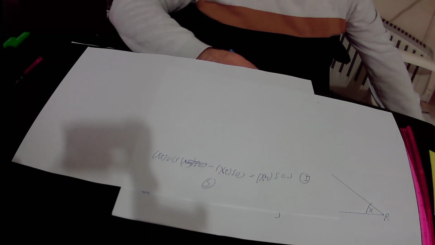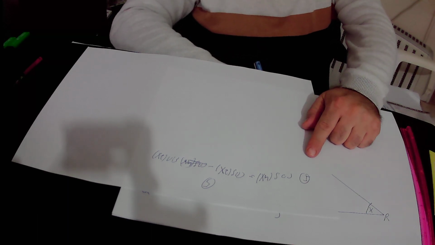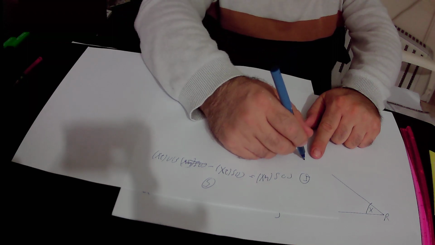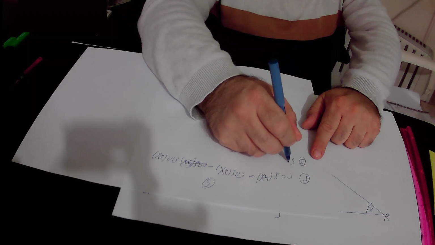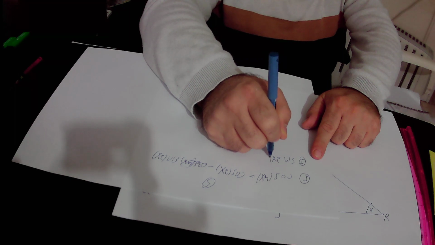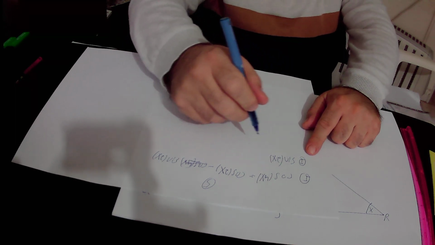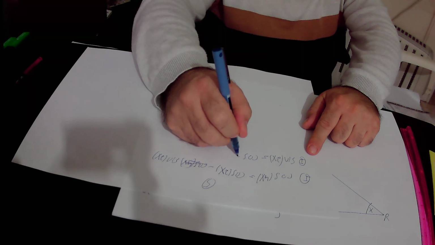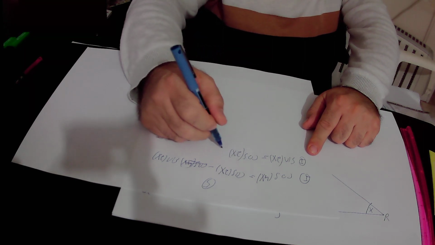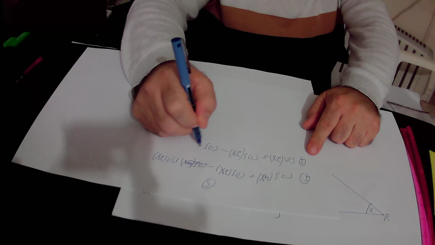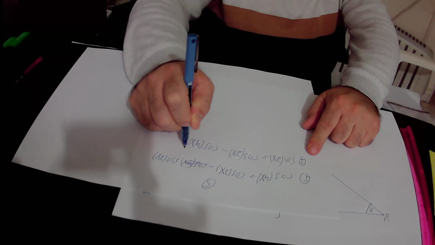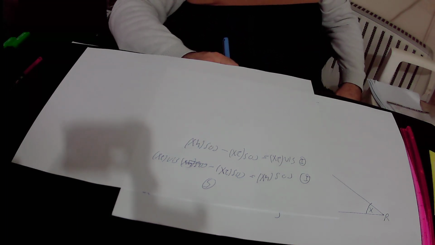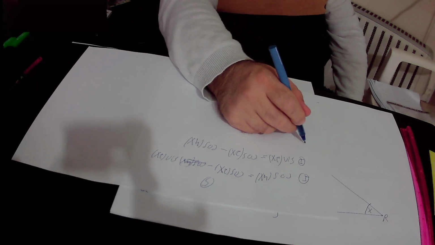So here we will add to this equation number 1 sine 2x, and we will subtract cosine 4x. Sine 2x equals cosine 2x minus cosine 4x. And we know that sine 2x equals 2 sine x cosine x, so I'll write it down.